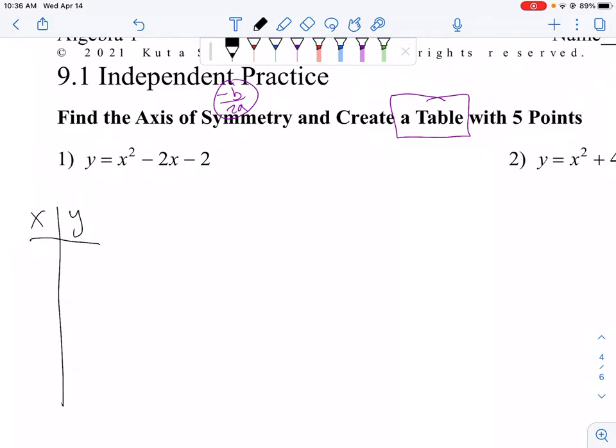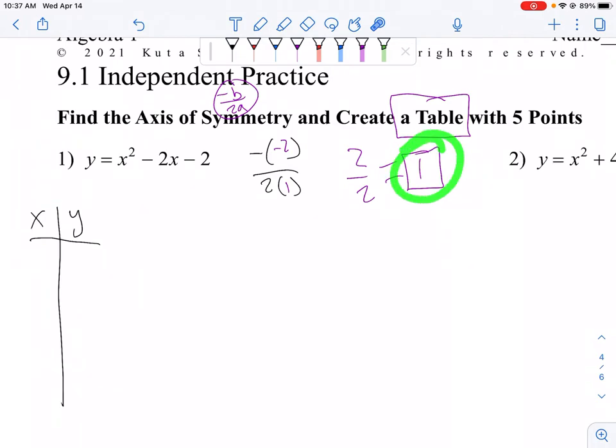I know I need to use negative b over 2a. So I can solve that out now. Negative 2 over 2 times 1. So this is going to give me a positive 2 over 2, which gives us a 1. So we use this because this is our middle point on the parabola. We use this as our middle point for our x values. So I'm going to say 1 is my middle starting point, and now I'm going to build around that.